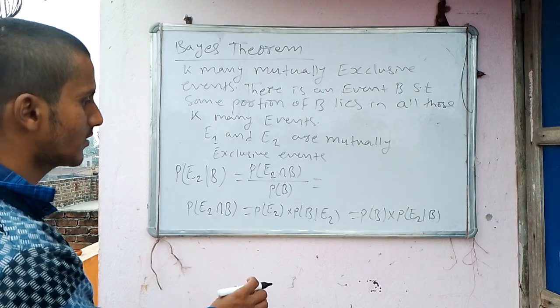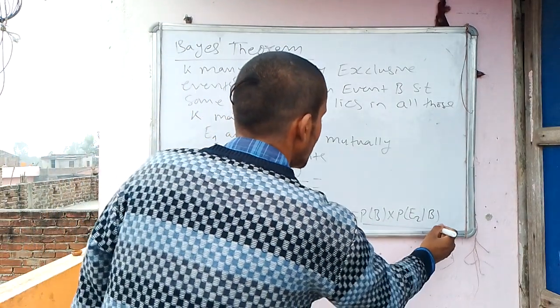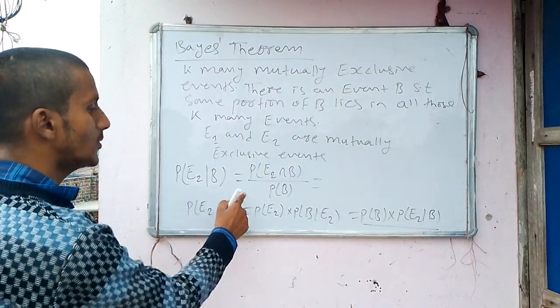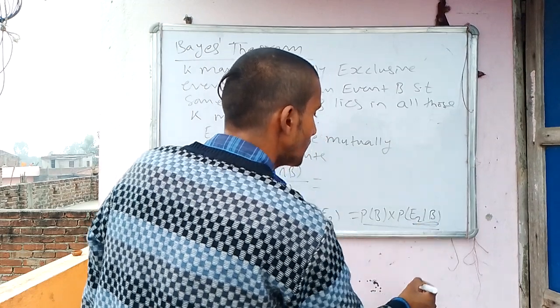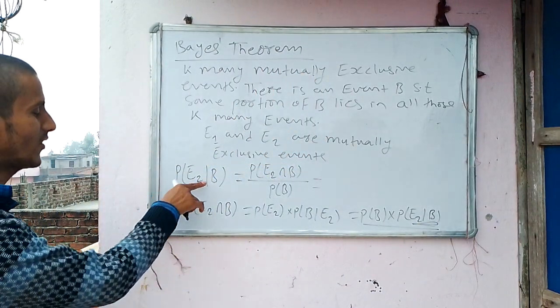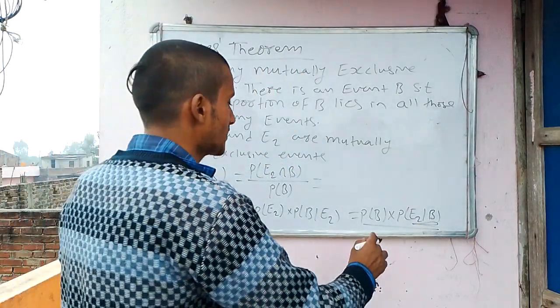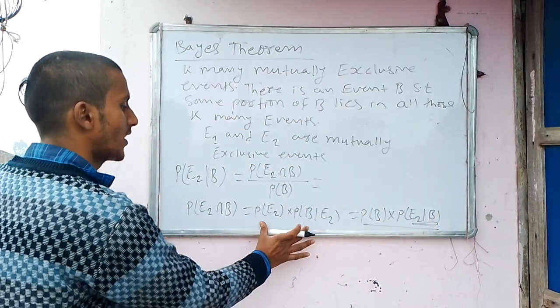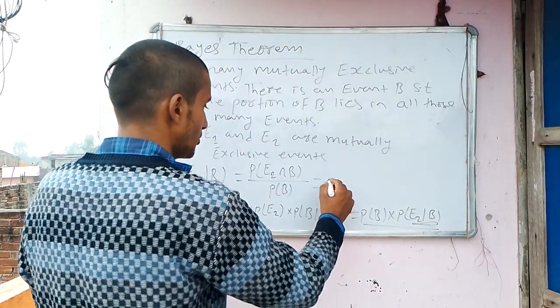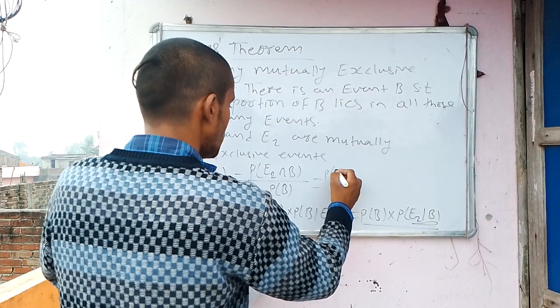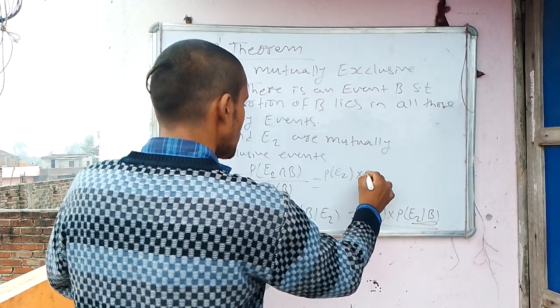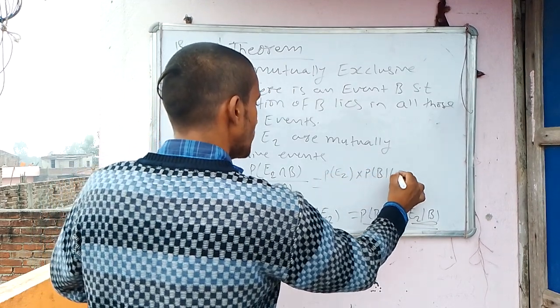The obvious thing is that we cannot write the second one. Why? Because probability of E2 given B is unknown. Probability of E2 given B is unknown. This is what we have to figure out. That's why we exclude this. I'm going to write this on the numerator: probability of E2 times probability of B given E2.